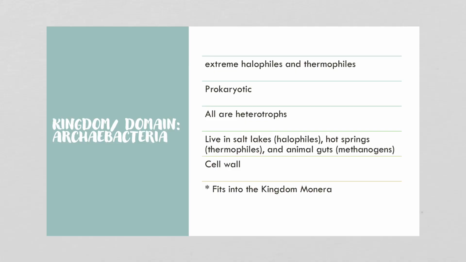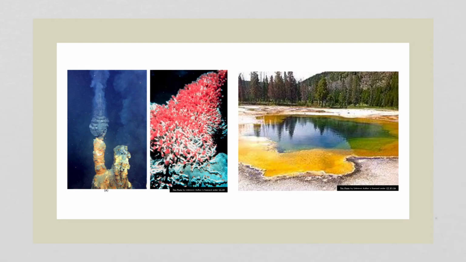Our next kingdom or domain is archaebacteria, and these are bacteria that live in extreme environments. So they're considered extreme halophiles and thermophiles. They're also prokaryotic. All of these ones are heterotrophs, and they live in extreme environments, as I said. So they could live in a salt lake, so those would be halophiles. Halo means halogen. Salt is from halo, anyway. And the hot springs, so thermophiles. And animal guts, methanogens, so they live on methane. These all have cell walls as well, and they also fit in the kingdom Monera. And here's some examples, like thermal vents, salt lakes, and so on.